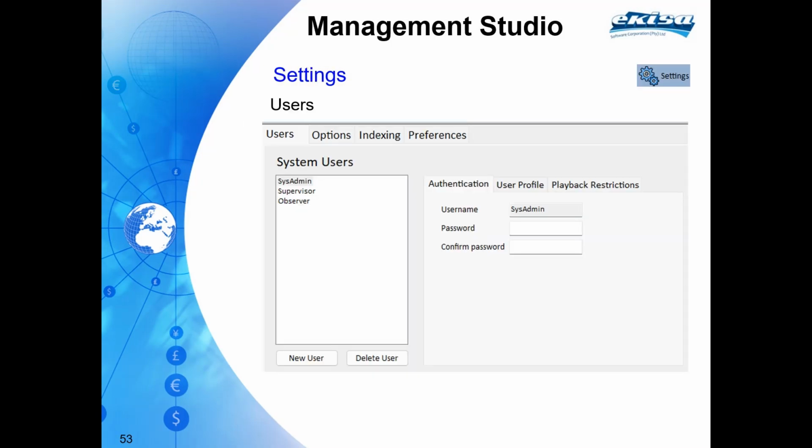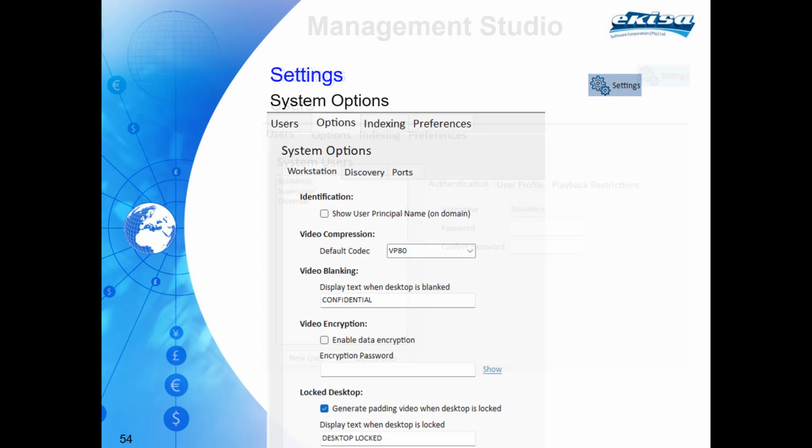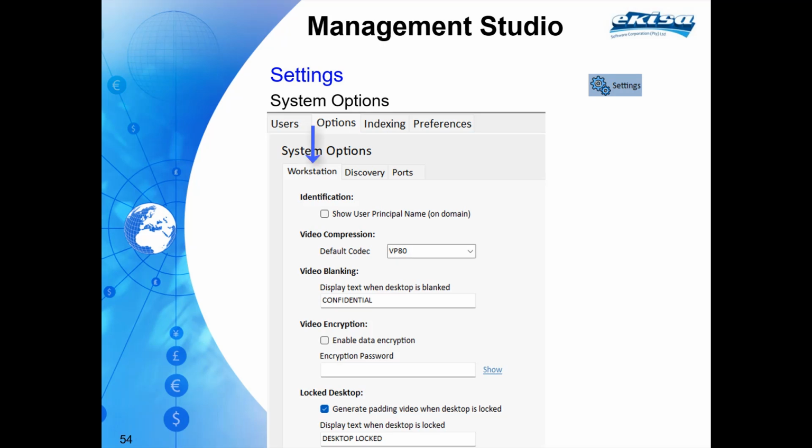Click on the Settings icon in the top toolbar. Settings are grouped into Users, Options, Indexing and Preferences. We already covered how to configure system users earlier in this session. System options are grouped into Workstations, Discovery and Ports.